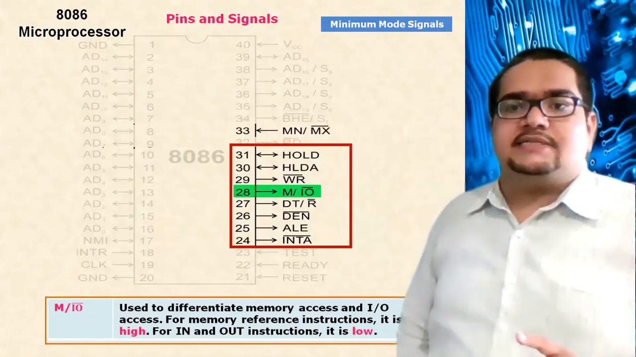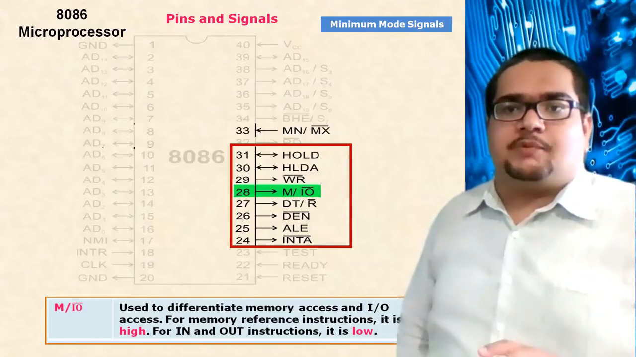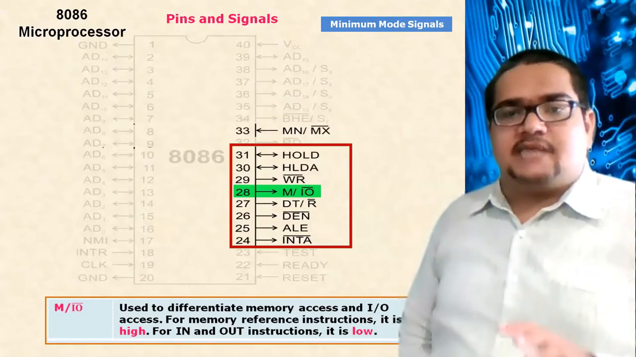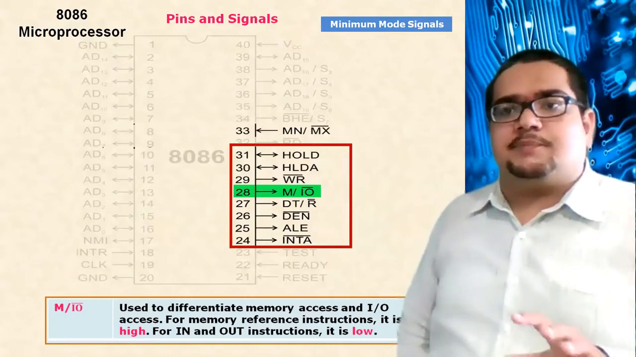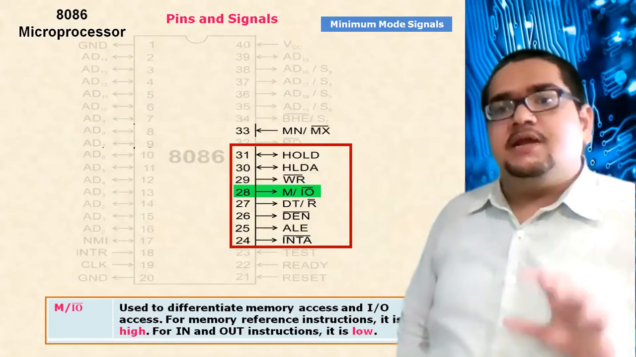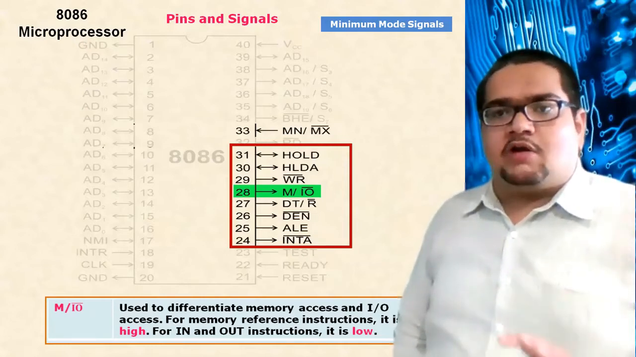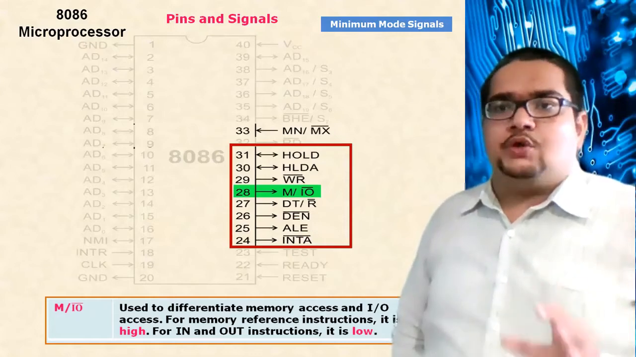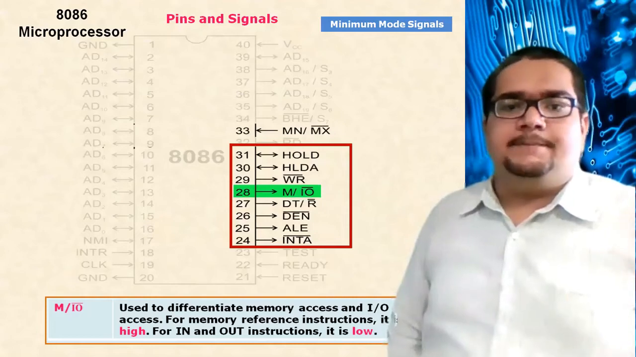So the bar indicates that when this signal is low, it is IO data operations that the processor is conducting. When this signal is high, the M, without the bar, indicates that the data operations are memory operations, memory read and memory write. When high, memory read or memory write. When low, IO read or IO write. That is pin number 28.